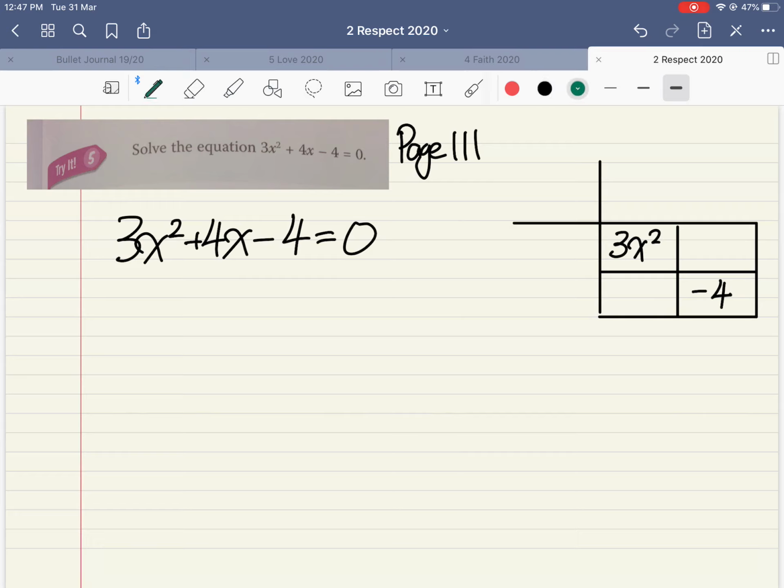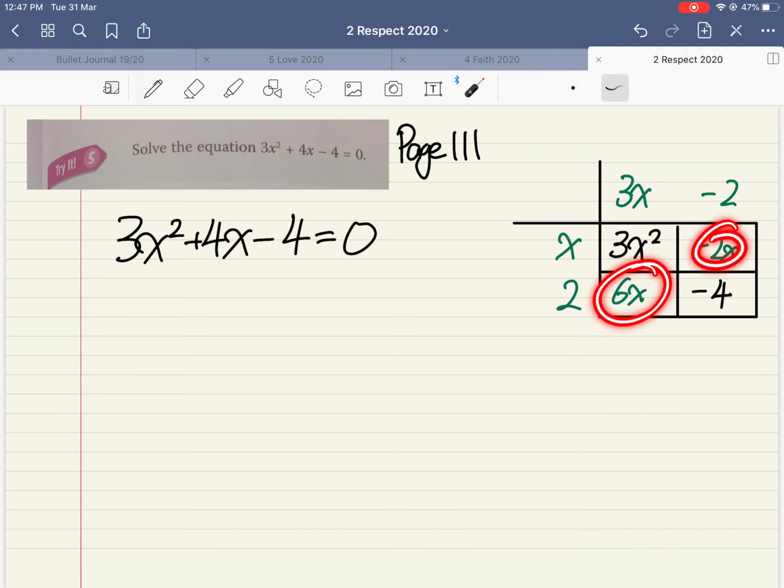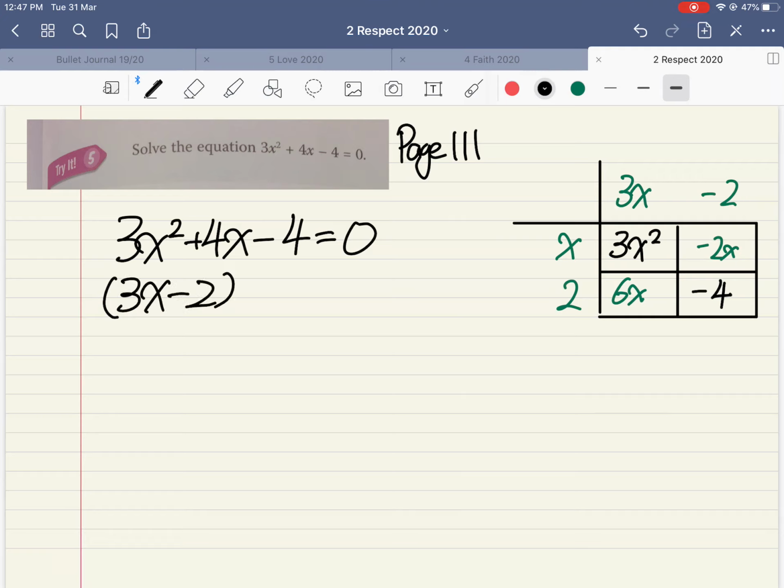In this case, I'll write 3x and x here. Then I'll try 2 and negative 2. Now I notice that the numbers here will be negative 2x and 6x. We know that 6x minus 2x will give me the value of 4x, which corresponds to the middle value here. Hence, this factorization is correct. So now I'm going to express it in the form 3x minus 2 multiplied by x plus 2 equals 0.